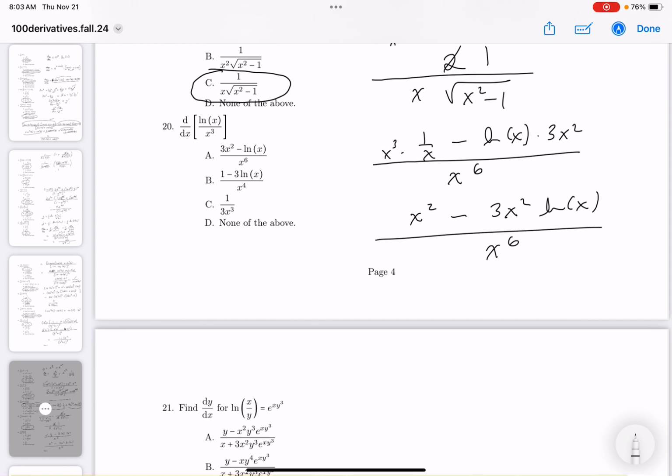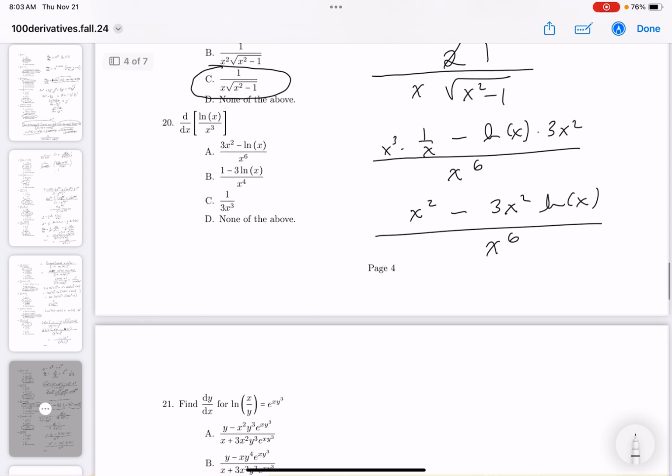I'm going to divide through by x squared, by the way. And what do you get? 1 minus 3 natural log of x. And on the bottom, I divide by x squared, right? So x to the 4. Now, if I don't see that answer, you're a little concerned that I made a mistake somewhere. But I see the answer. I think I see it in B, but I want to make sure of that. 1 minus, yeah, looks good.